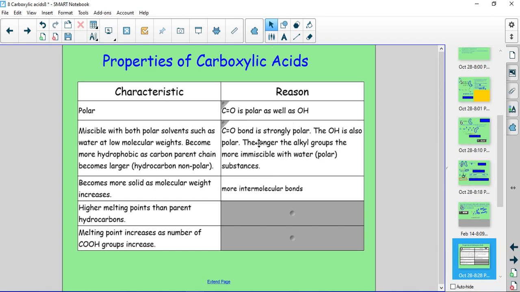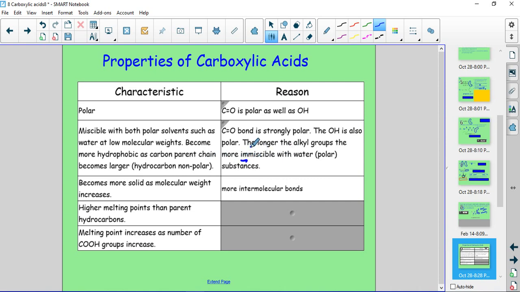Okay. I should actually fix this because this has something slightly different. So the COO bond is polar, that's right. Your hydroxide, your OH, is also polar, right? So it is going to be soluble in water. Yes, that makes sense. Now here it says the longer the alkyl groups, that would be the chain, the more immiscible with water. No, that's actually fine.